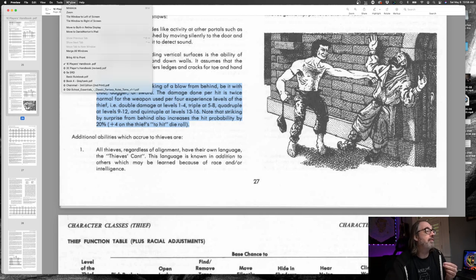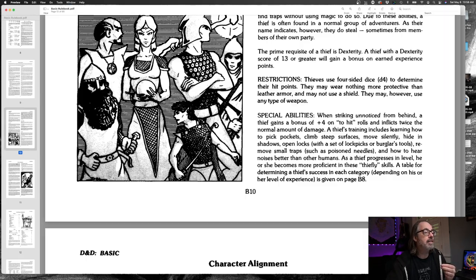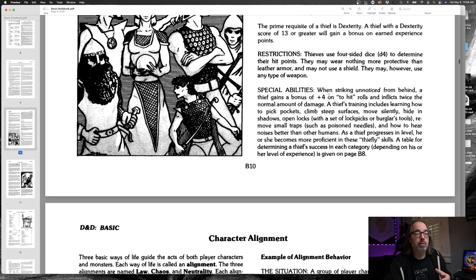Okay, so now we're going to move to my favorite, which is BX. And this is what I quoted in my post, right? When striking unnoticed, so they brought that back, from behind, a thief gains a plus four bonus to hit rolls and inflicts twice the normal amount of damage.